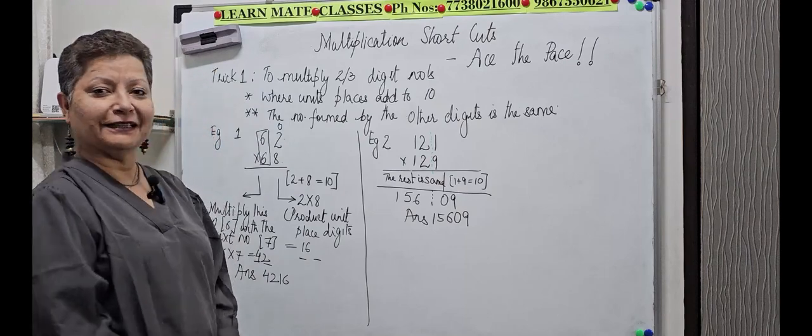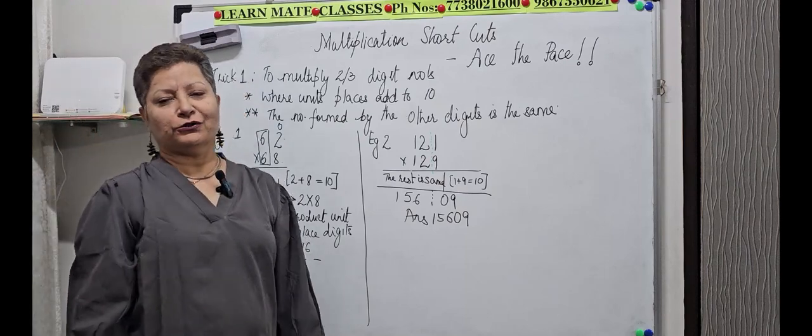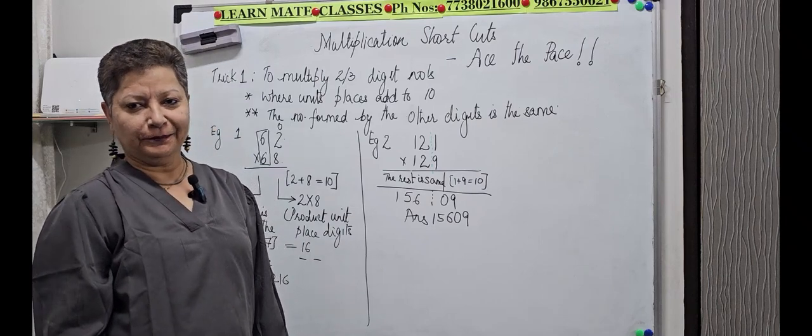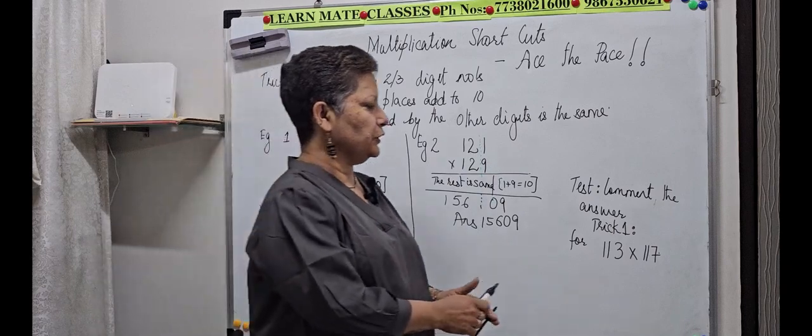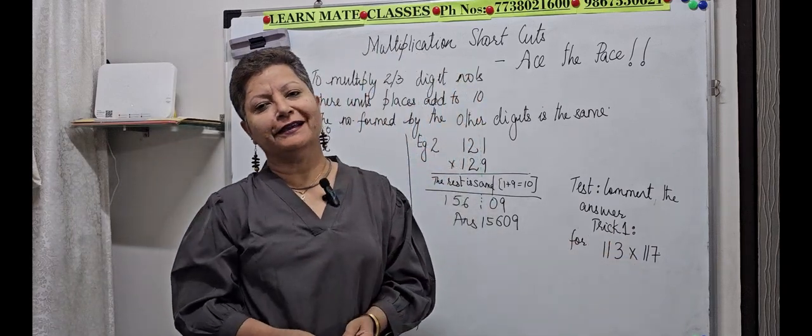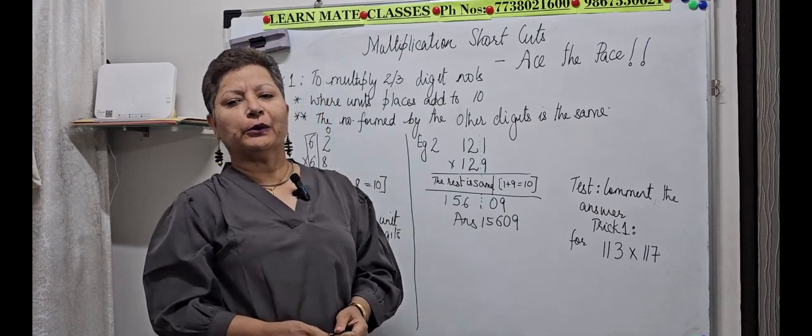So as a test, I'm going to ask you to do one, which you're going to write the answer for me in the comment section. Is that okay? So the test for you is, for trick 1, you have to find me the product of 113 into 117. Let's see how quickly you can do it.